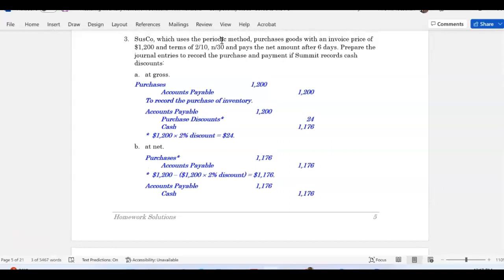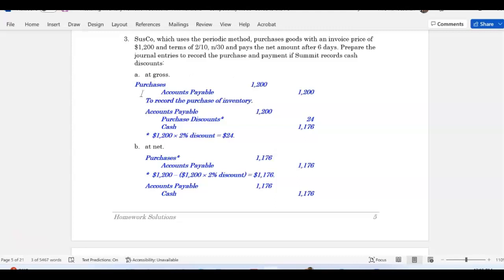Sosco, which uses the periodic method, purchases goods with an invoice price of $1,200, and the terms of purchase is 2/10 net 30. That means 2% discount if paid within 10 days. Otherwise, the net amount total is due in 30 days. And pays the net amount after 6 days, which is very good. That means below 10 days. Prepare the journal entries to record the purchase and payment if the company records cash discount.